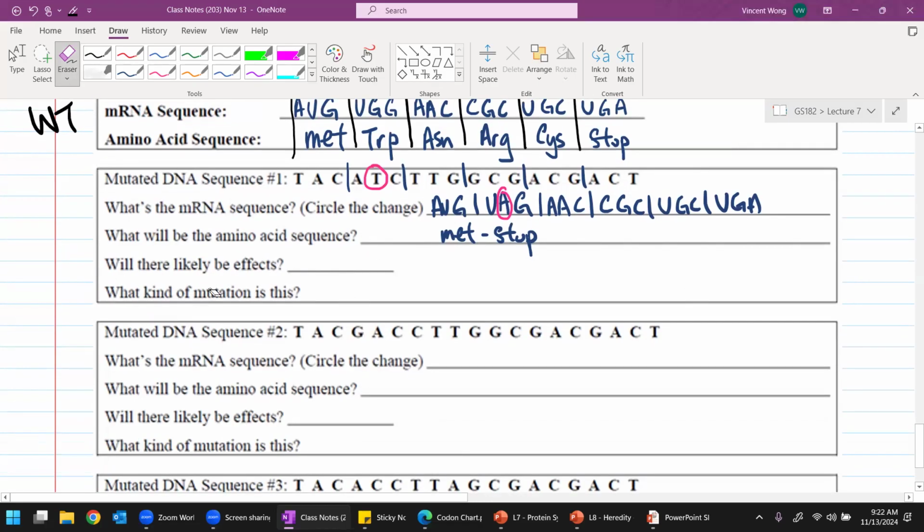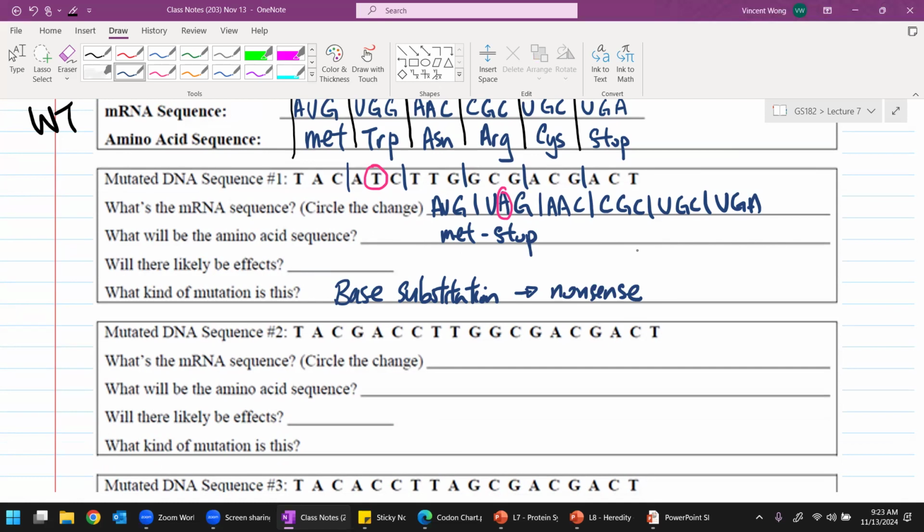Before we talk about the effects, let's talk about the kind of mutation. It's a base substitution. What kind of base substitution? Nonsense, right? So I need you to be specific on the test quiz. Right? Don't just say nonsense. Don't just say base substitution. Say both to get the full mark.